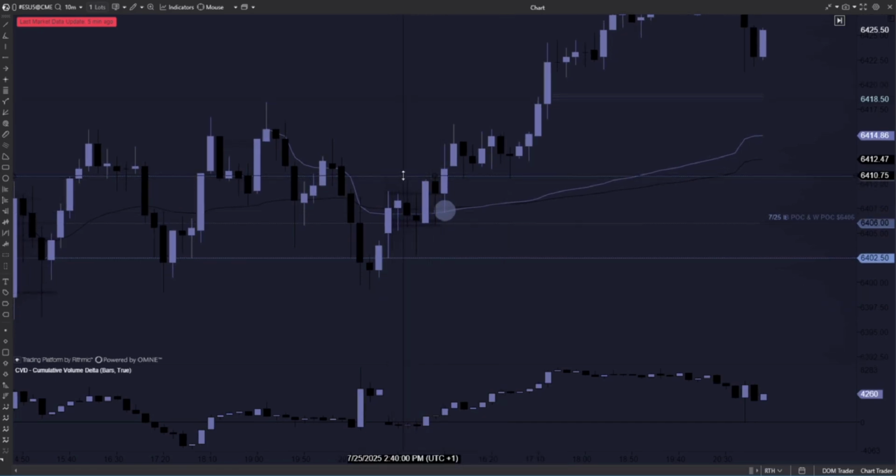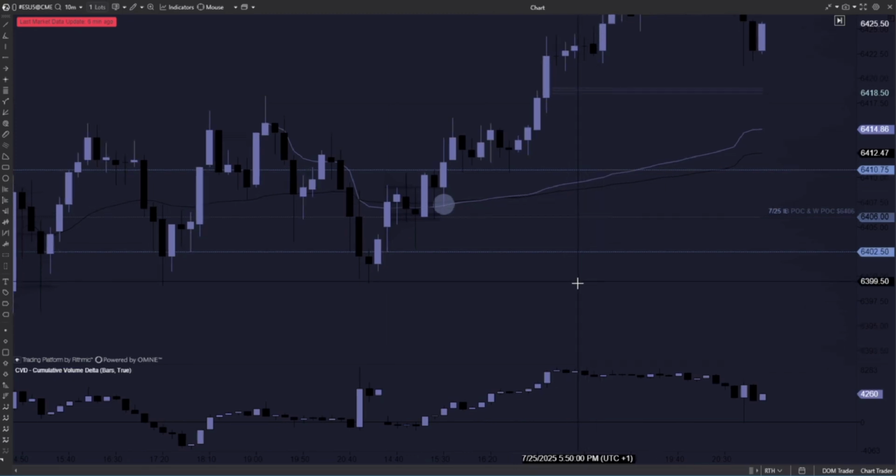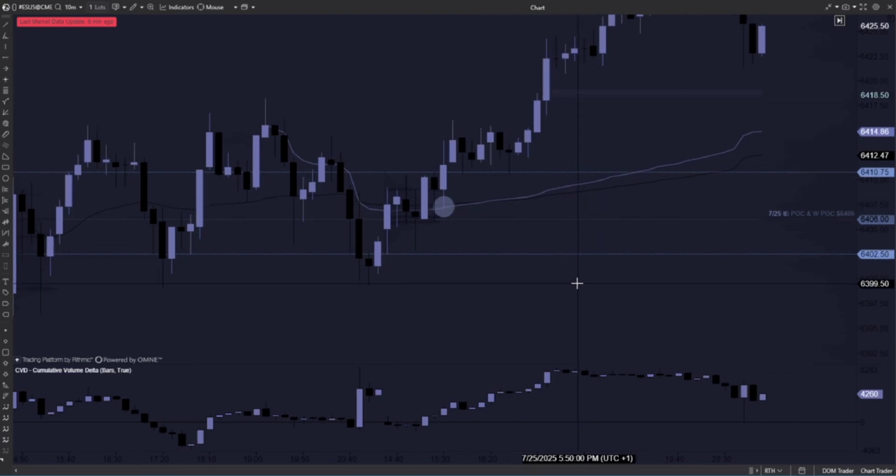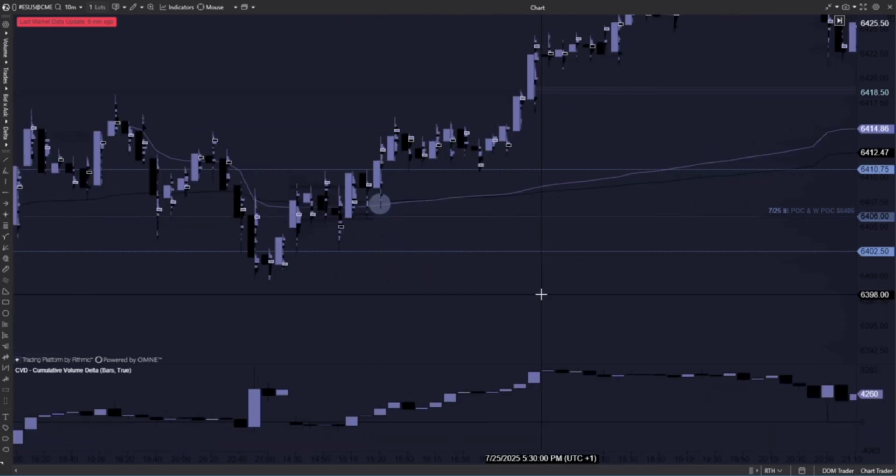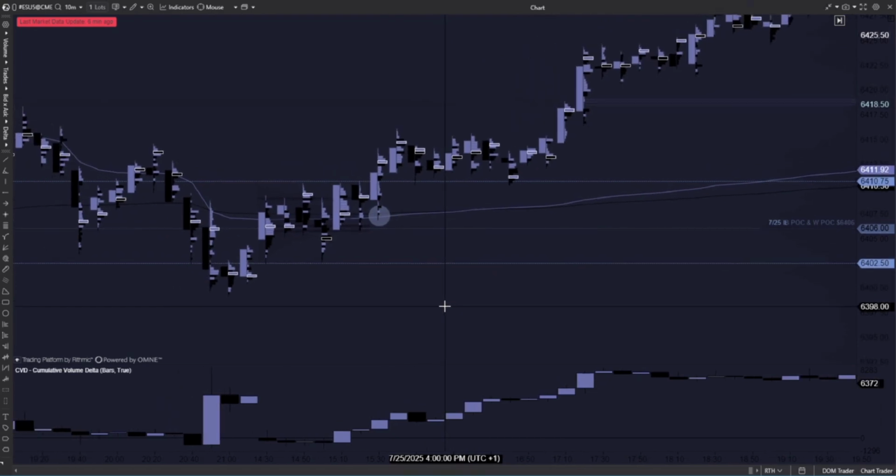Step 2. Letting the initial balance set. Next, I wait for the initial balance, and that's the first hour of RTH, regular trading hours, from 9:30 to 10:30 Eastern. Once the first hour closes, I plot a volume profile of just that initial balance range. The point of control from this period is extremely important, because the first hour is typically the highest volume window of the day. Not always, but usually it is. For ES, this is where the battle between buyers and sellers is most aggressive.